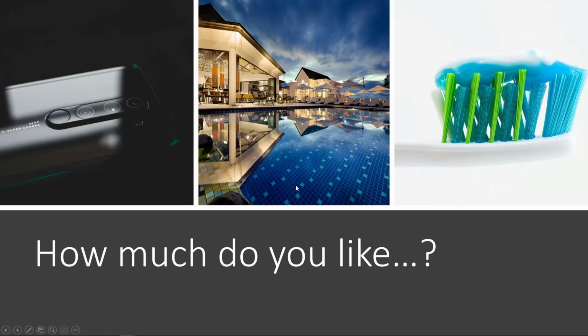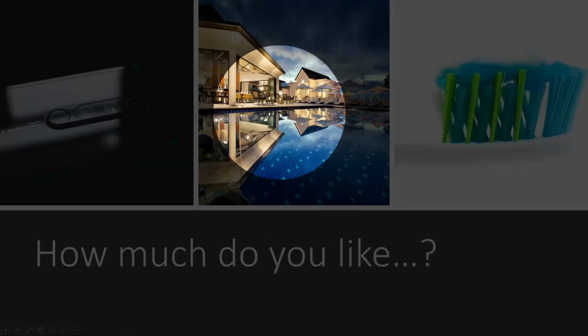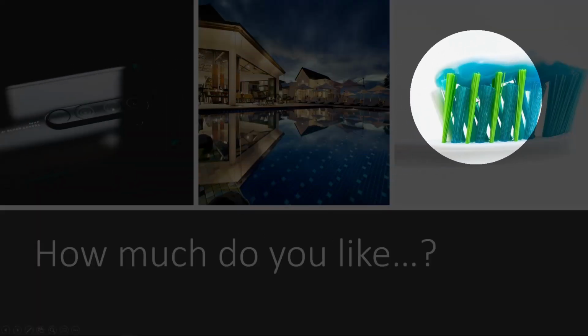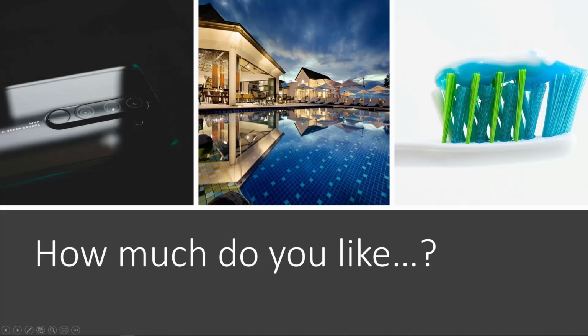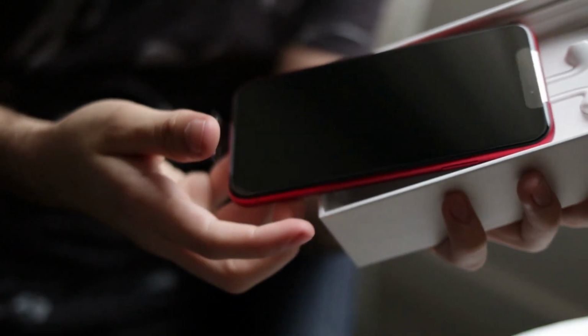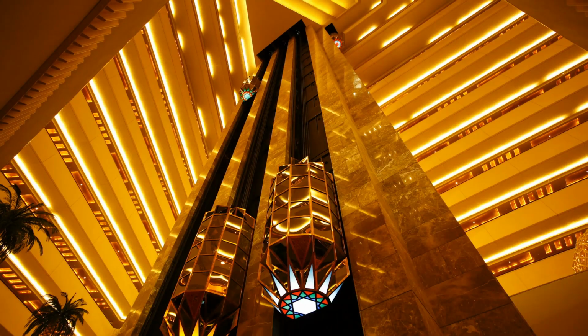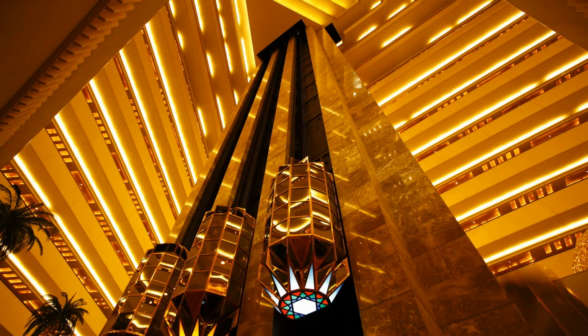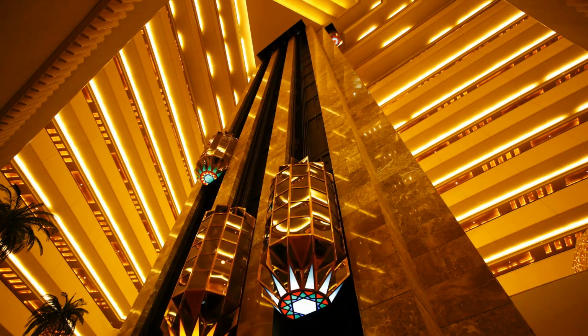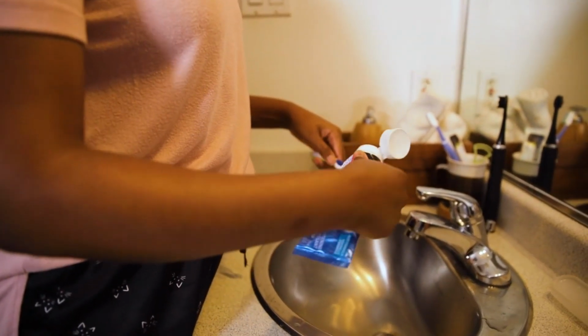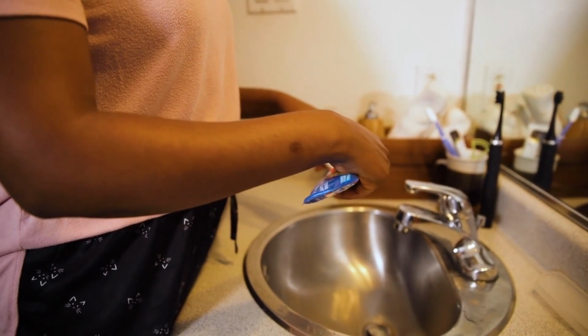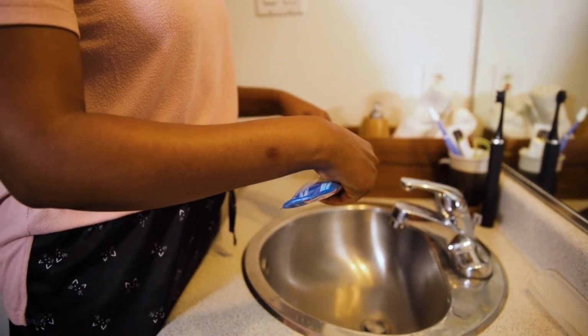So here I have three examples: a smartphone, a hotel, and toothpaste. For all these products, there's one thing in common: each one has many features that you can design. A smartphone can have different storage, different colors, different camera combinations, and different price points. A hotel can have different locations, different amenities, and of course different price points. And a toothpaste can have different functions, such as tartar control, anti-cavity, whitening, color, texture.